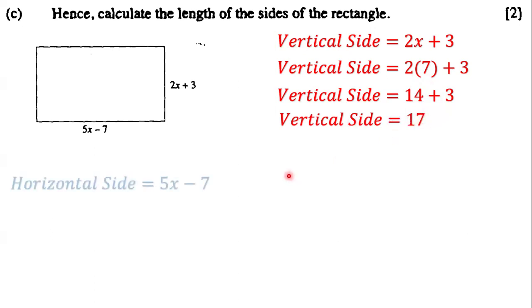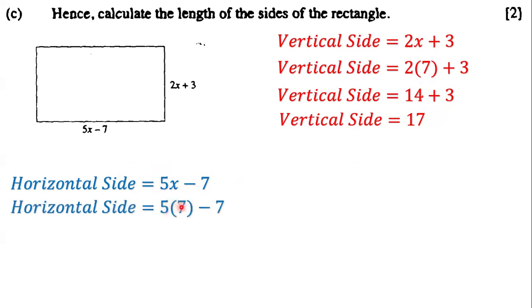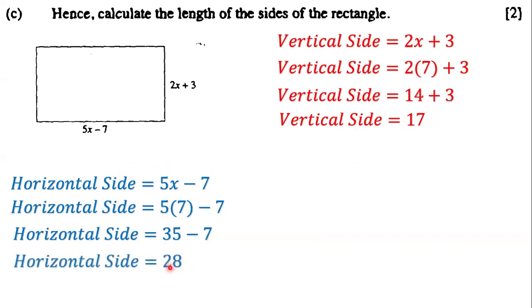And then we have the horizontal side. The horizontal side is 5x minus 7. Remember, x is 7. So we have 5 times 7 minus 7. 5 times 7 is definitely 35. So we have 35 minus 7, and 35 minus 7 is definitely 28. So the vertical side is 17 and the horizontal side is 28. And that's the answer to this question.